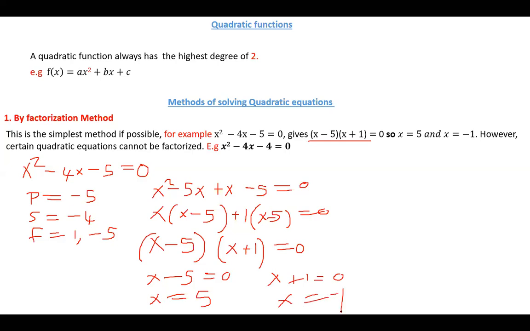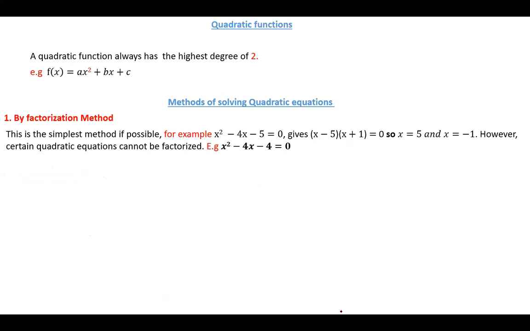Hope you're seeing what I'm writing. Yeah, these things are simple. All right, so we proceed. That is how we got x being equal to 5 and x being equal to negative 1.